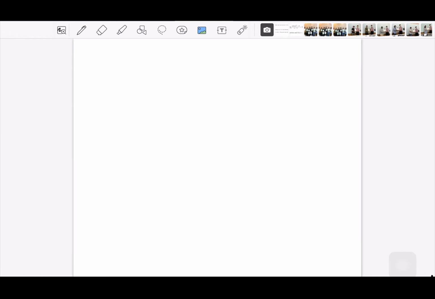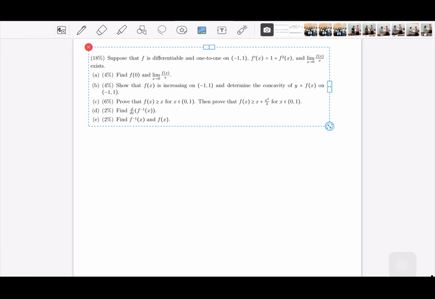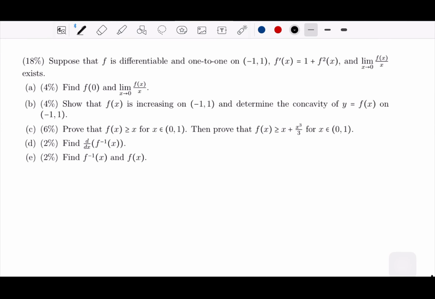Okay, another question that might be interesting is this one. So first, let's read the question. Suppose that f is differentiable. It's one-to-one, and it's one-to-one on this interval, -1 to 1. And it has the derivative equation f prime equals 1 plus f squared of x. And the limit of f of x over x as x approaches 0 exists. The first question is asking for f of 0 and its limit. And the second question is asking about increasing and concavity, and then proving the statement.